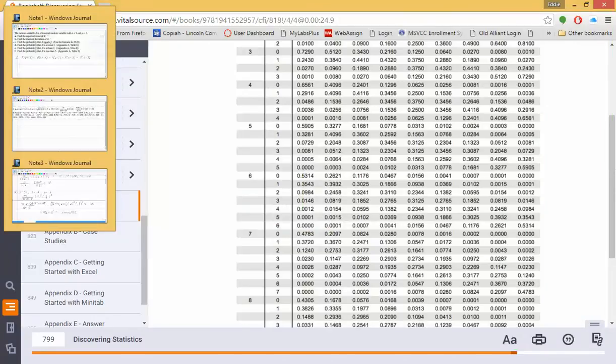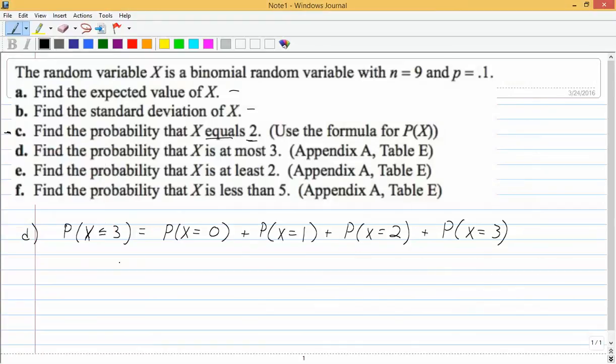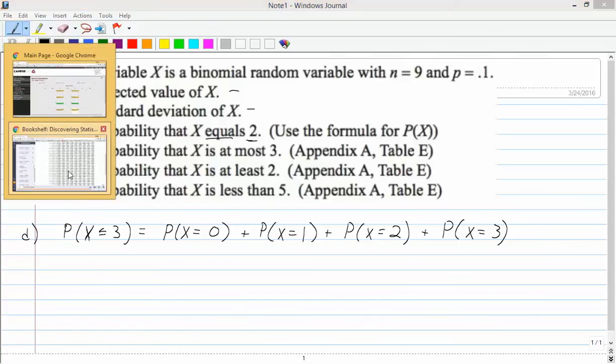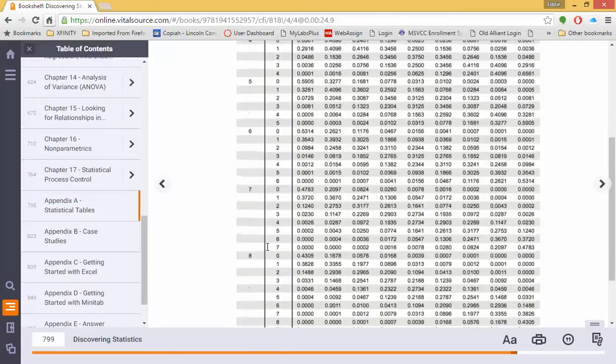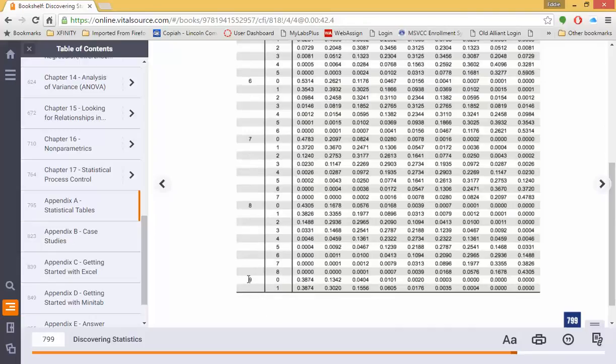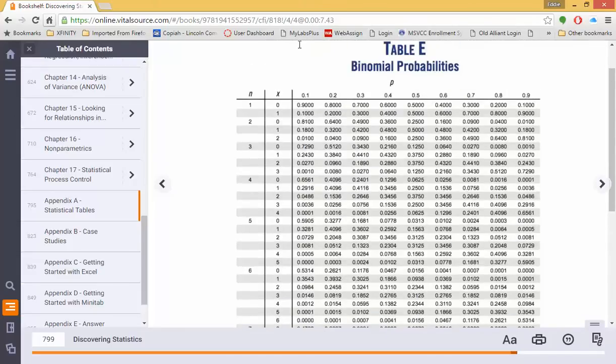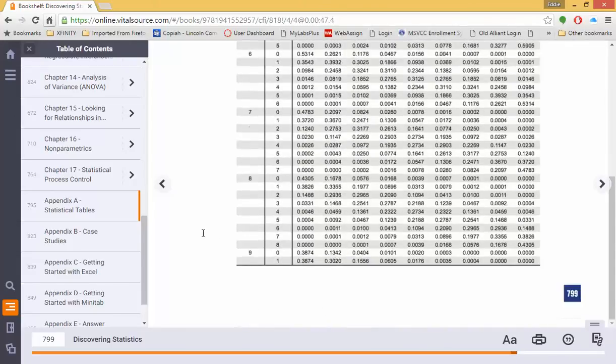The success was 0.1. N was 9. And we need x equals 0, 1, 2, and 3. So we're going to get those from that table. So here is 9. That's n equals 9. That's x equals 0. Just need to make sure I'm in the right column, 0.1. So it's the first column. So I need to take that. 0.3874.